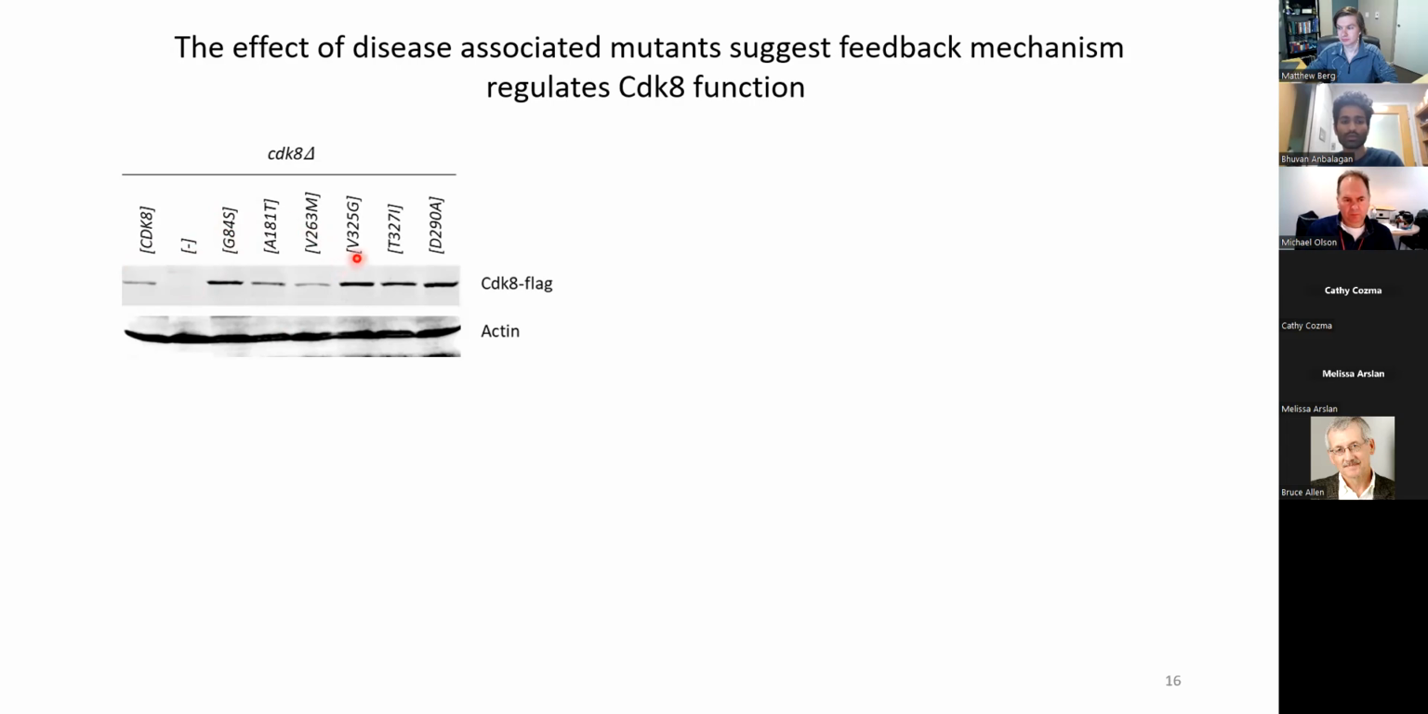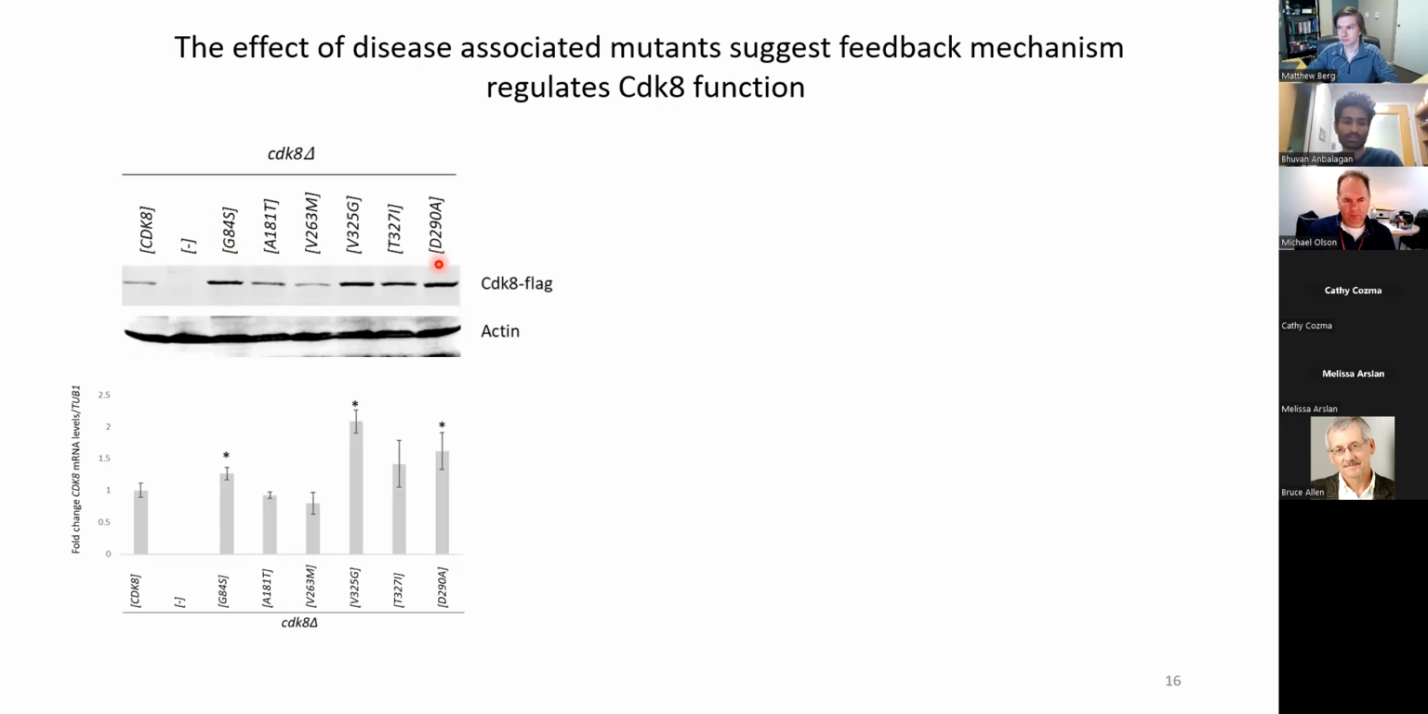But in some of the mutants, I found there is an increase in protein production. To check if the increase in protein production is due to an increase in transcription or whether the protein itself is more stable, I did a qPCR. And as you can see, the mutants which have an increase in protein production are showing a clear trend of increased transcription, suggesting that increased transcription is leading to increased protein production.